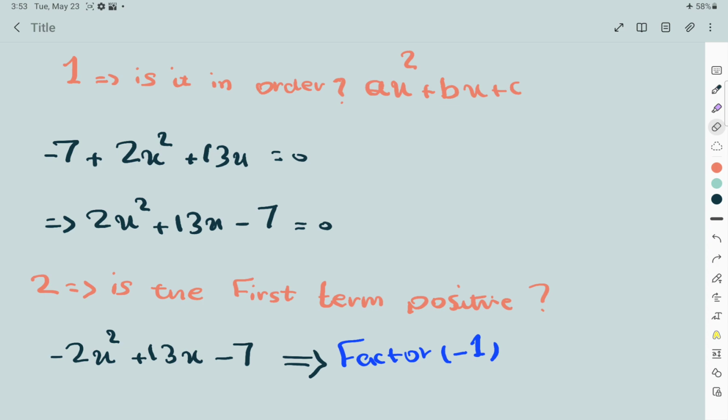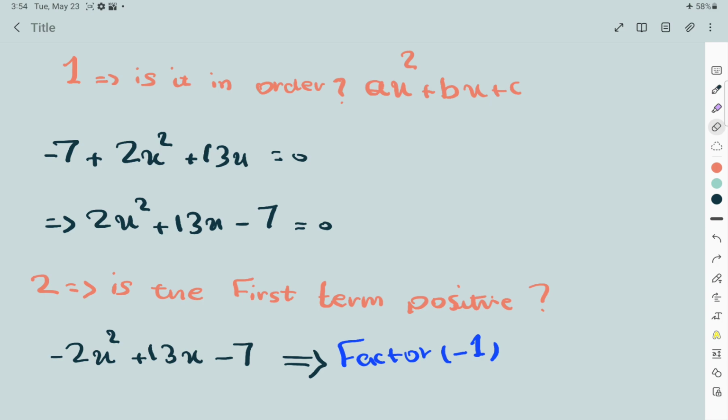If you check these steps first before factoring your polynomial, it makes your polynomial look easier for you to factor out. So that's why you do these things. The first step is to put them in order. It is nothing hard. And the second step is to check if your first term is positive.